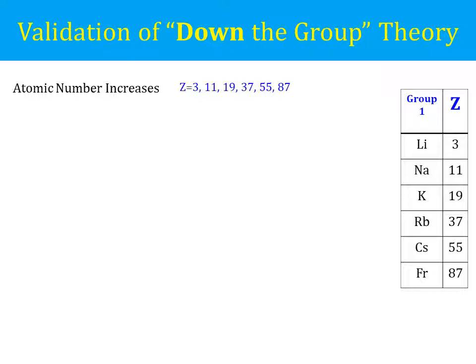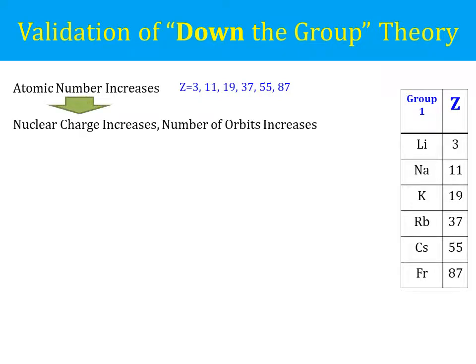Right? Moving on to the second: nuclear charge increases, number of orbits increases. Nuclear charge plus 3, plus 11, plus 19. Number of orbits increases, I'll come to that also. Atomic radius increases. We have seen that if the number of orbits increases, then the atomic radius will also increase.